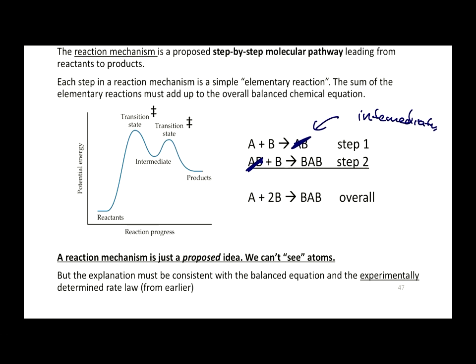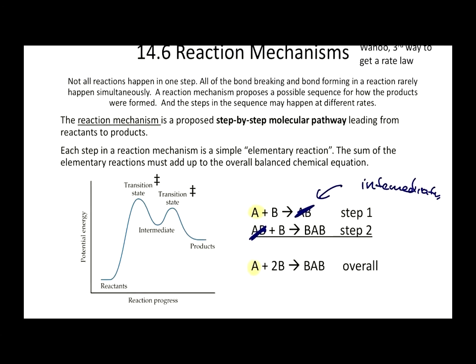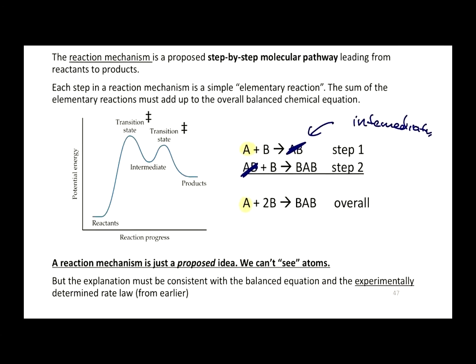So there's 1 A in our reaction, and then there's 2 B's, and you see that in the balanced overall reaction, and then our product here is BAB. So our 2 steps add up to our overall reaction.